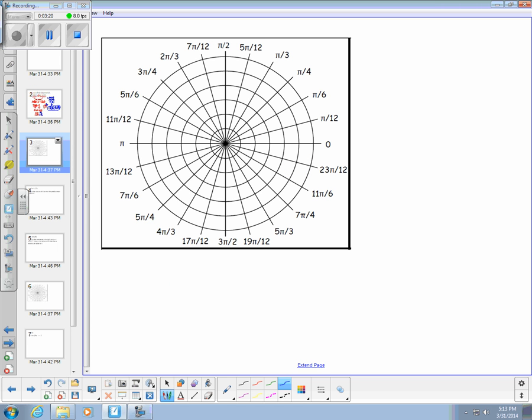Okay, so if we look at the graph, remember 3 sine theta, any graph that's in this form is going to be a circle. The number in front gives me the diameter. And since it's sine, it's going to be along the y-axis, so I'm going to have a point at the pole. I'm going to go up 3, and then I'm going to sketch in a circle, and these aren't going to be perfect.